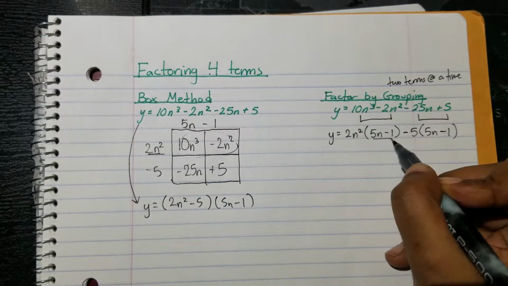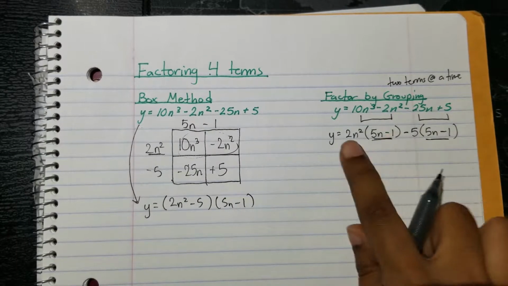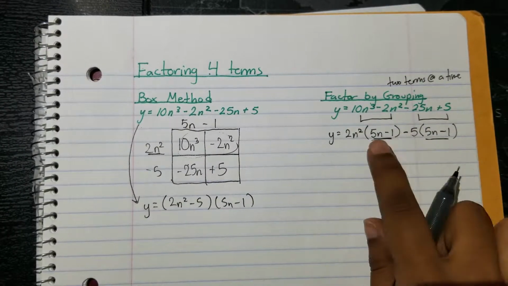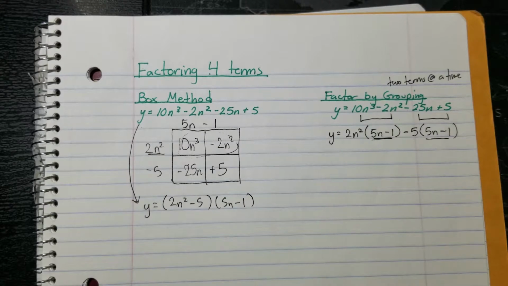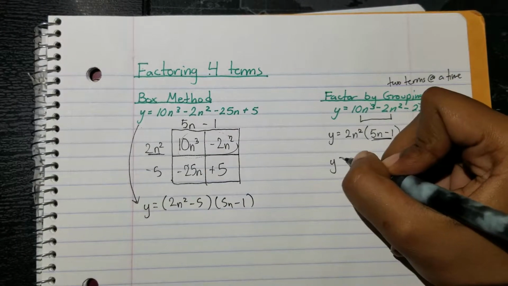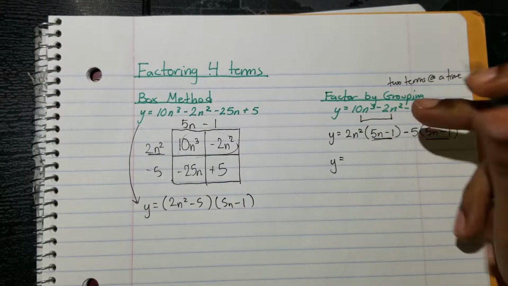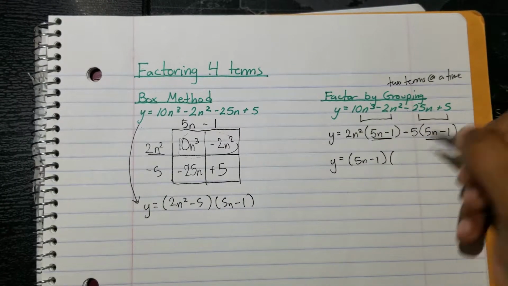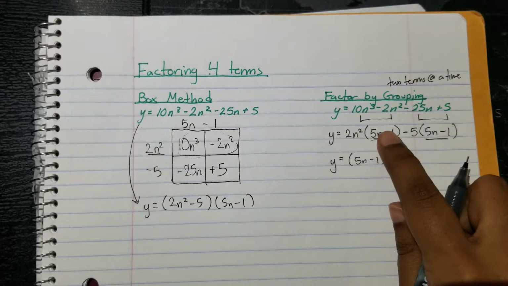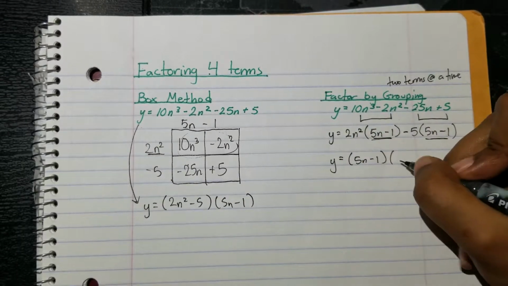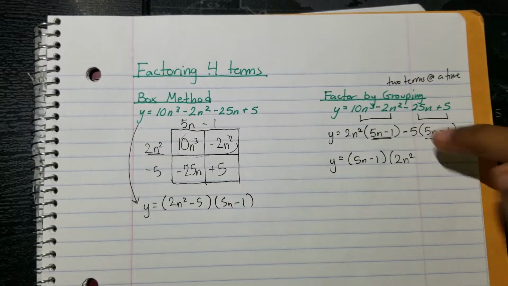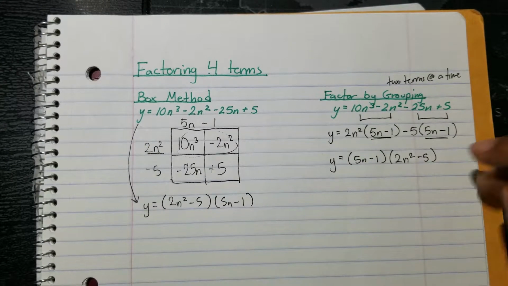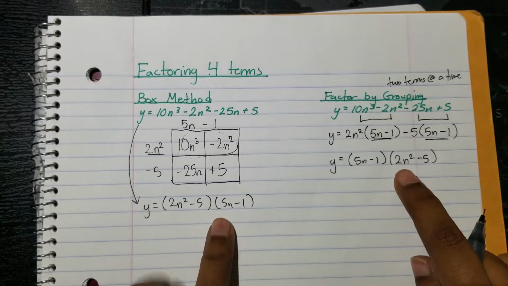And what you see here is both of these terms have something in common, the 5n minus 1, which is a good thing because that allows you to continue to factor. So you're going to factor out the 5n minus 1. And what are you left with when you factor out 5n minus 1 from both of these terms? You're left with the 2n squared, and then you're left with the minus 5. And as you can see, both of them are the same answer.